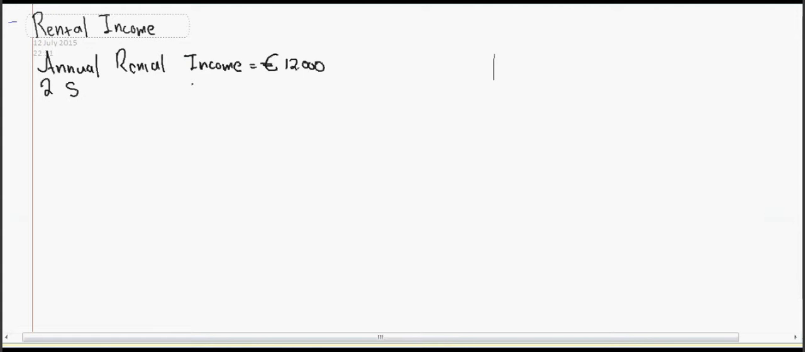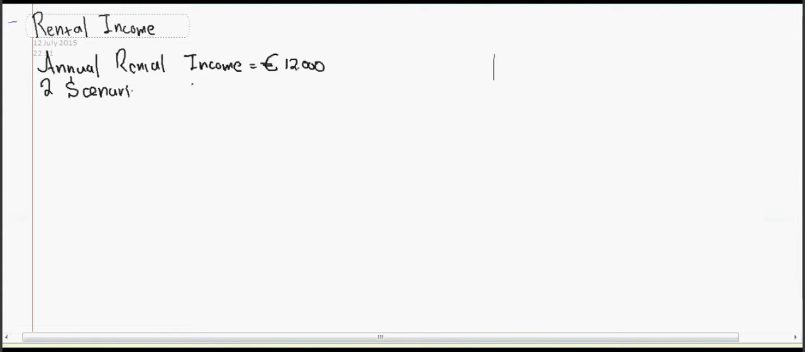Rental income in Cyprus. Today's example is about a company that earns 12,000 income per year. In our example today, we assume that we have a company whose main activity is to rent properties and earn rent income.